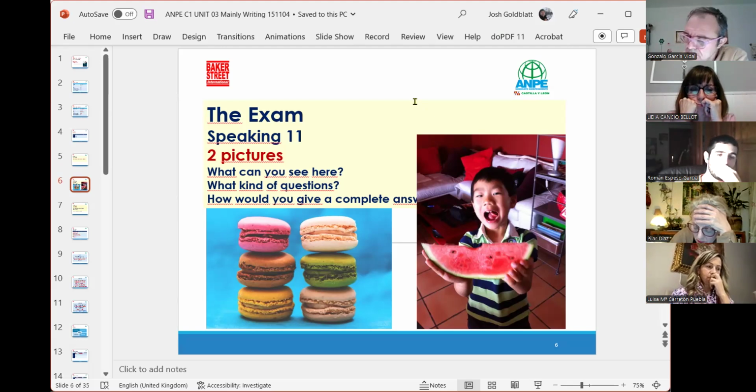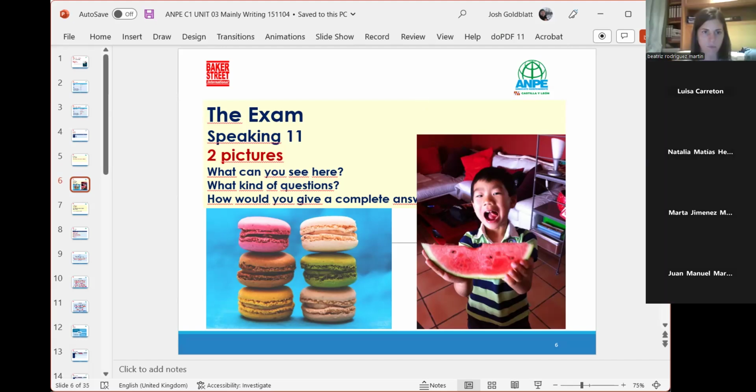Now, the second part of the question, here we go. The second part of the question is, which photograph would be the best one to talk about desserts and sweet things for children, do you think? Which one would be the best option for an article about desserts or sweet things for children, do you think?